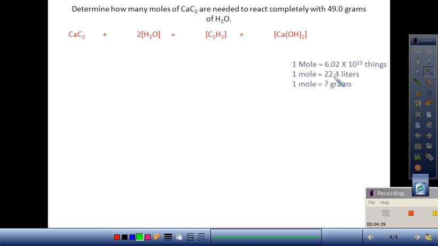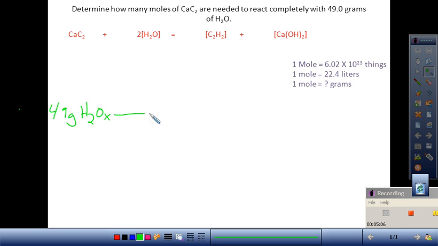Now this one has some wording that's a little different. It's talking about how many moles react completely. React completely, not important for us. So just ignore that. That'll come into play later in life. But to start off with, what do we have? We have 49 grams of water.